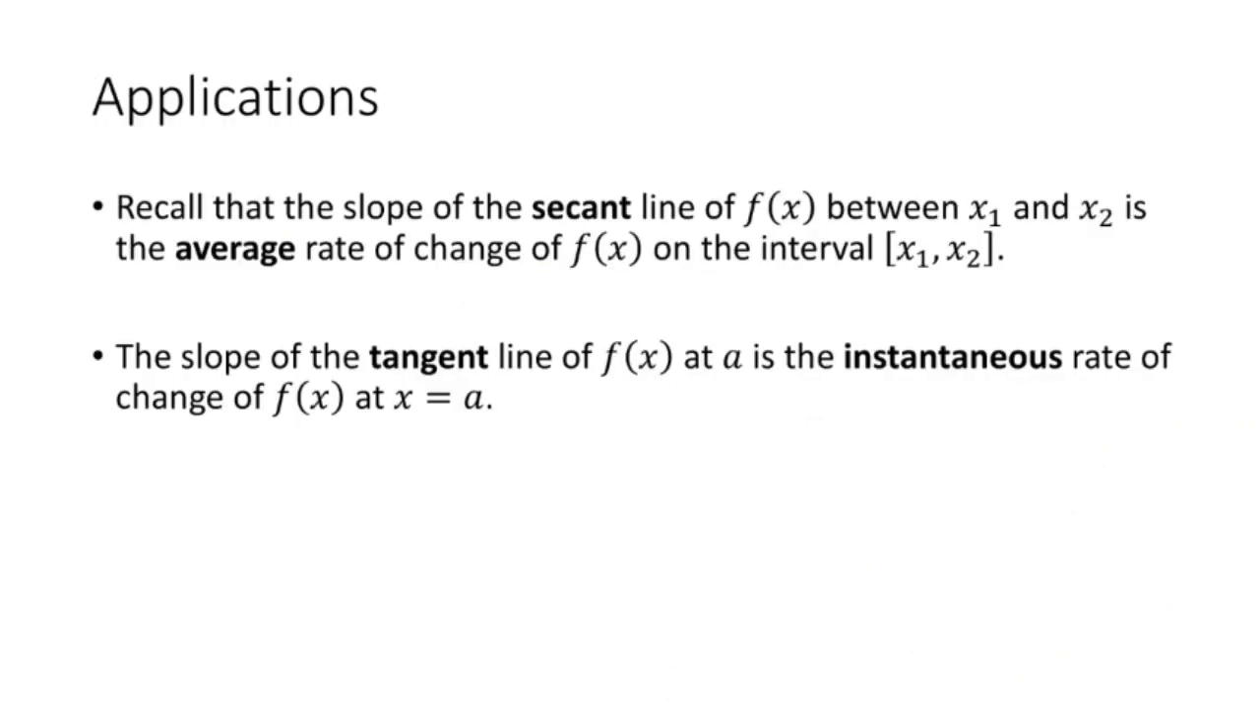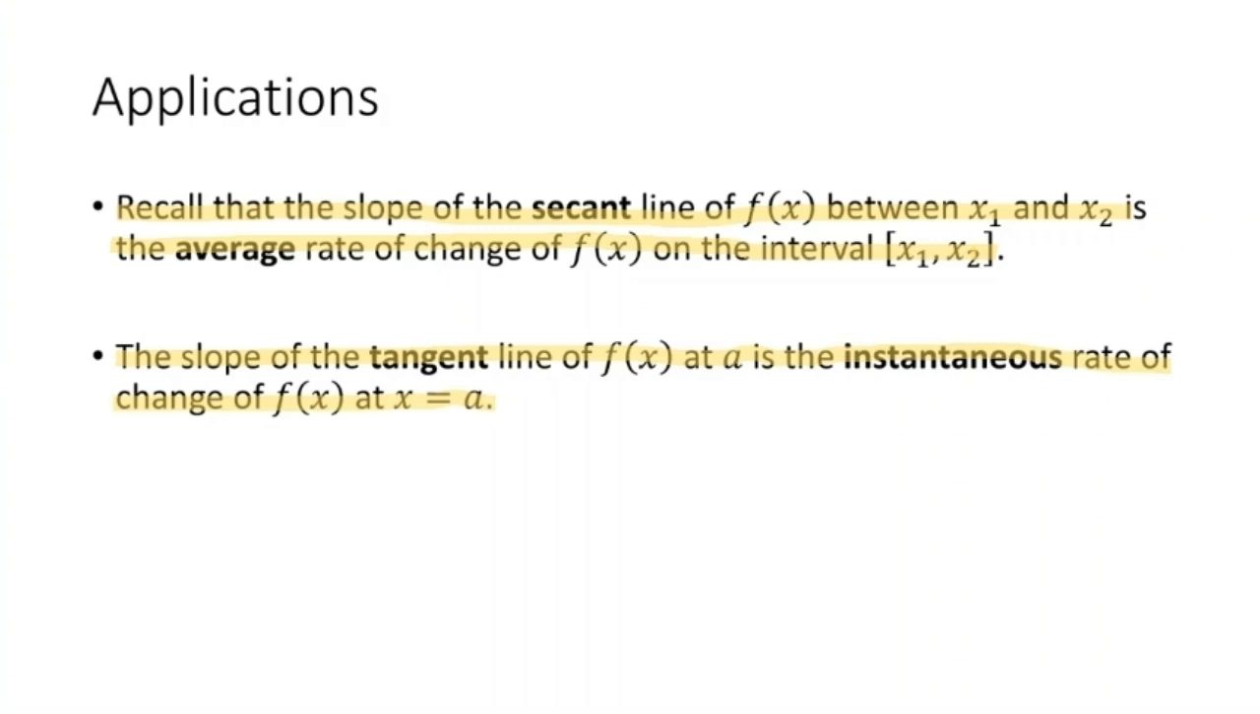There are quite a few different applications for secant lines and tangent lines. We talked about this a little bit in the first unit. Recall that the secant line of f of x between x1 and x2 is the average rate of change of f of x on the interval x1 and x2. The slope of the tangent line of f of x at a represents the instantaneous rate of change of f of x at x equals a. Instantaneous rate of change represents what the rate of change is when we're only considering that moment.